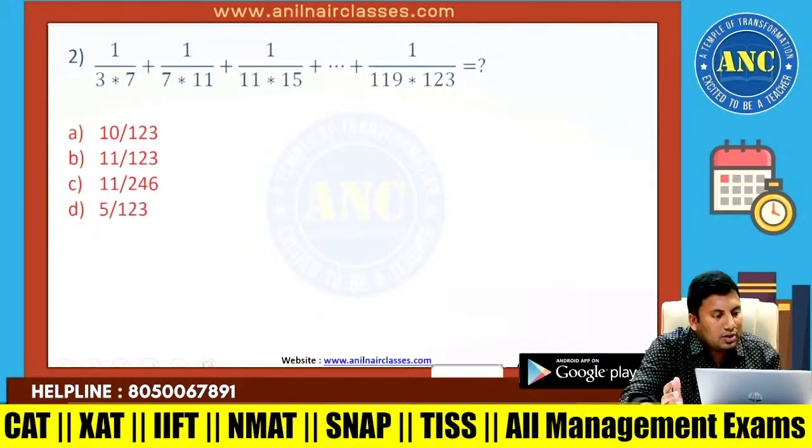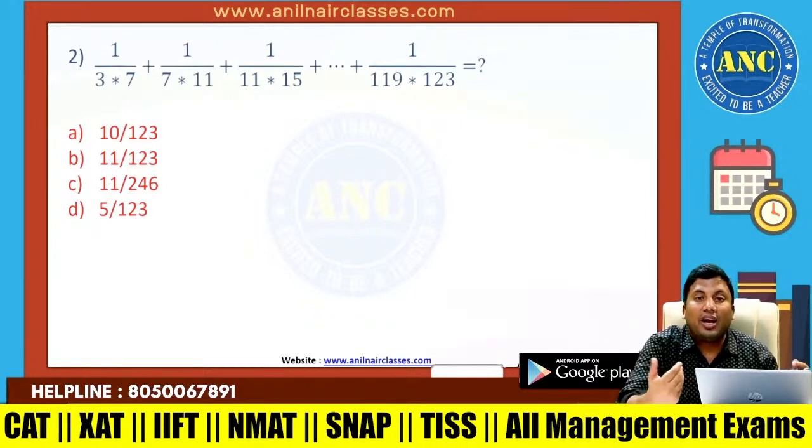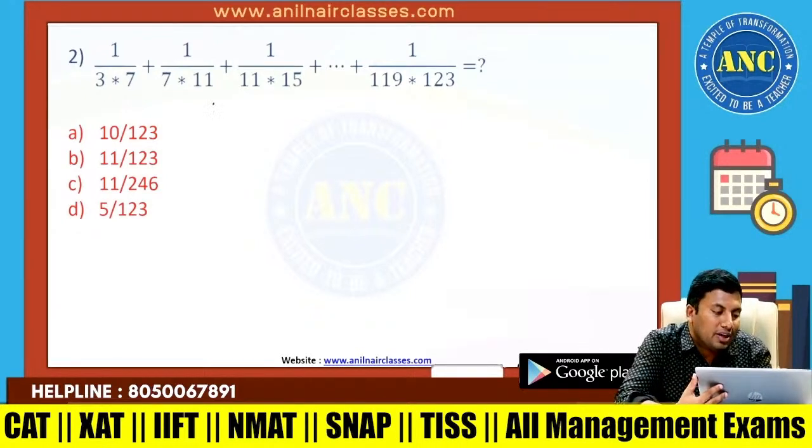Now, the second question. See, 1 by 3 into 7, 1 by 7 into 11, 1 by 11 into 15, and so on up to 1 by 119 into 123. We are forgetting the traditional method. First, Anil Nair's way of solving the question.